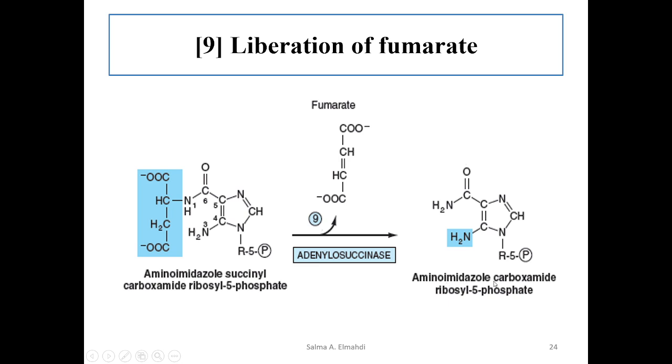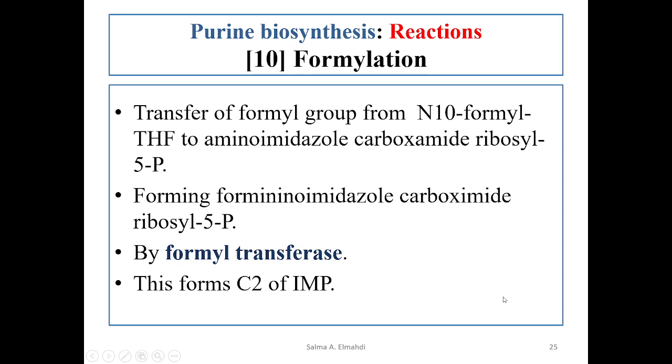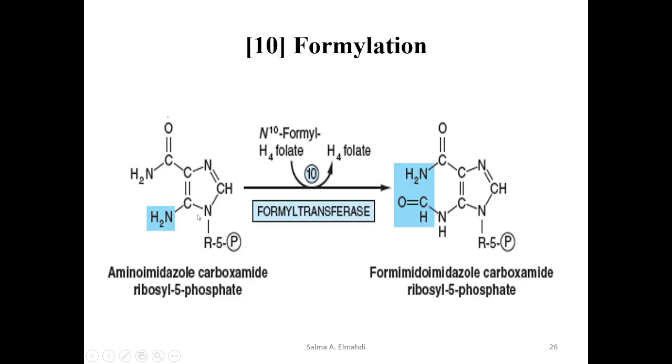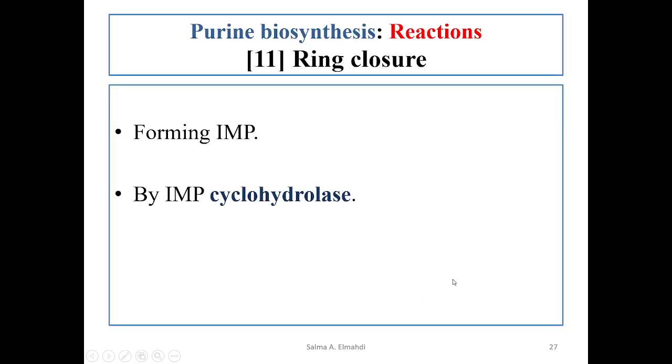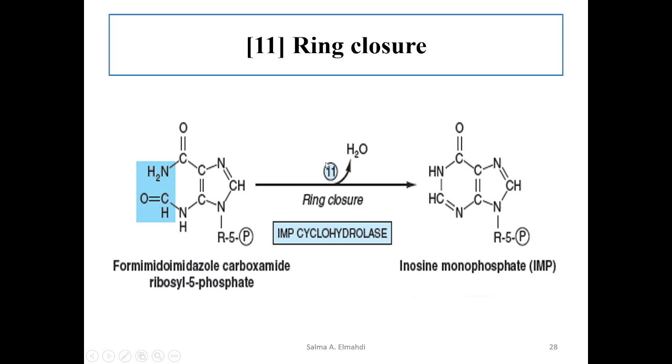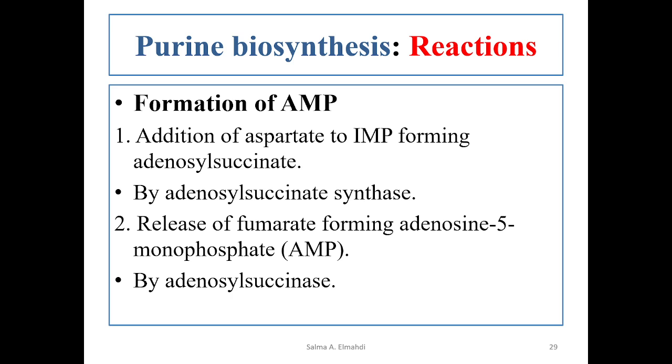And we have aminoimidazole carboxamide ribosyl 5-phosphate, and then we have formylation where the source would be N10 formyl tetrahydrofolate by a formyl transferase to form formamidoimidazole carboxamide ribosyl 5-phosphate. In the 11th reaction, we have ring closure by a cyclohydrolase with release of water and inosine monophosphate, IMP, is now formed. From here, we can synthesize either AMP or GMP.